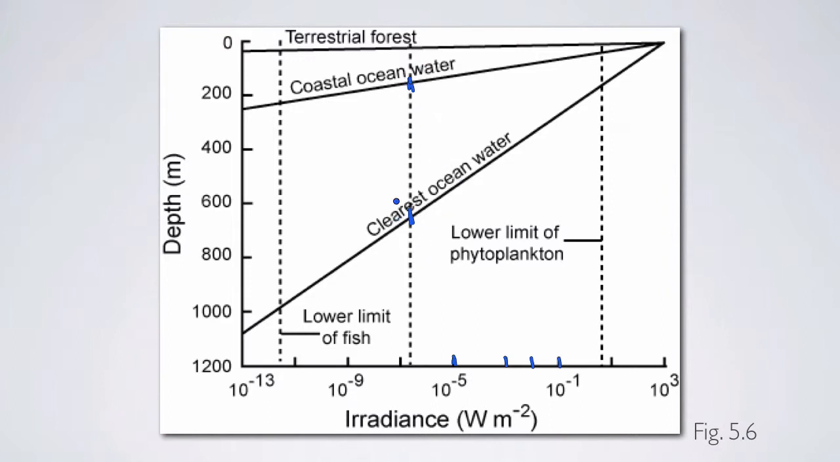So you can see that coastal oceans and clear oceans, which might be the clearest water that we have, allow light to penetrate to great depths. Lakes might be somewhere in the middle, depending on whether we had an example like Lake Erie or Lake Michigan. And then in a terrestrial forest, light declines relatively quickly.